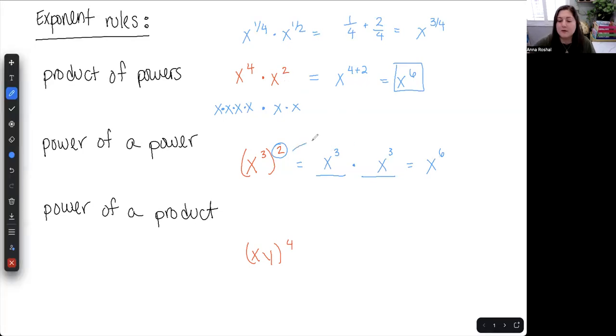The other way that you can solve this problem is you can take x to the third times 2, or whatever these two numbers are, you would multiply those two exponents to get your final answer, in this case, x to the sixth power.